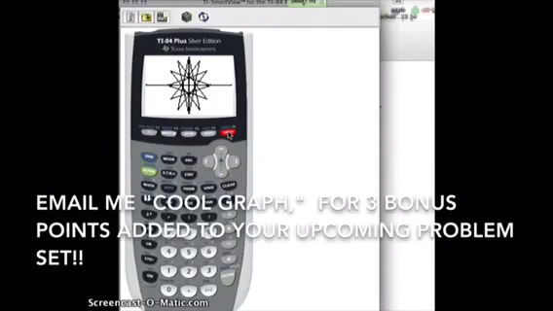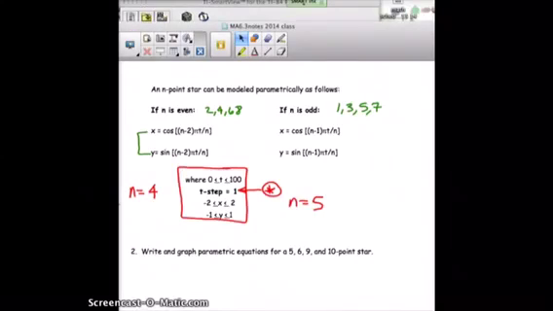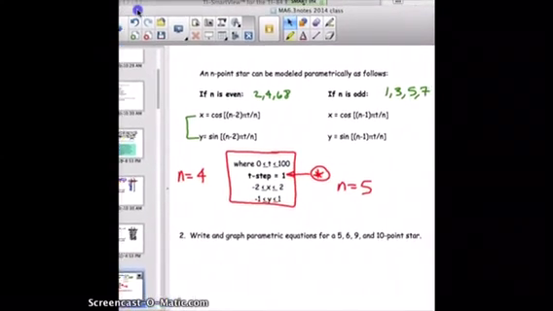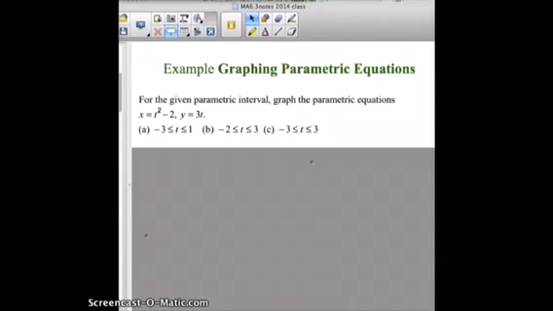And so there's some generalizations you can make when n is even, when it is odd, how many vertices, how many points your star will have. Cool stuff. Just a little tease for what parametric equations can do. We kept our t-step large because we didn't want it to be curvy. We wanted those straight line segments.